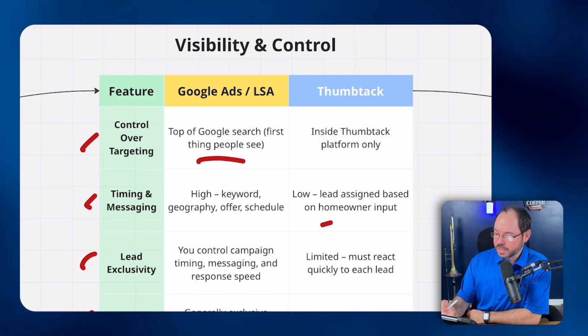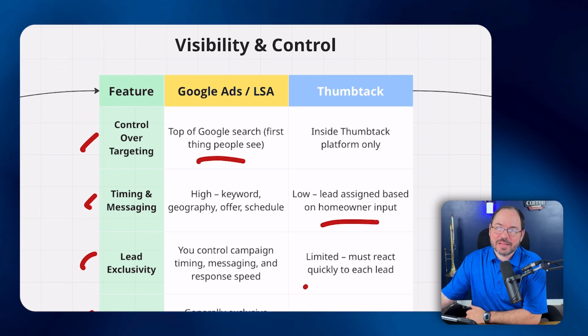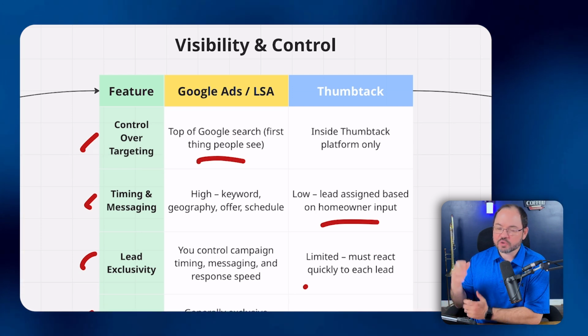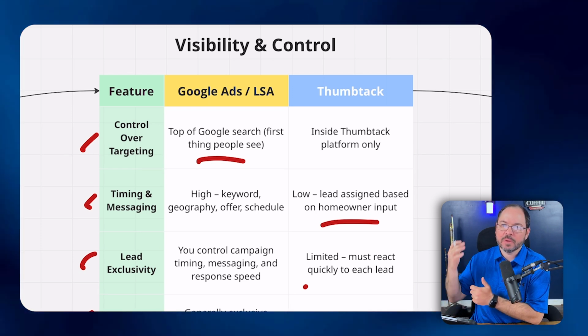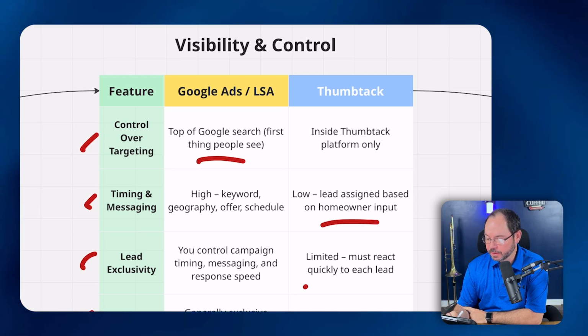With Thumbtack, the lead is assigned based on homeowner input. Whatever the homeowner needs, that's the input you get, and that's what you have to deal with. So it's hard to have any control over being visible and being viewed the way you want to be viewed.